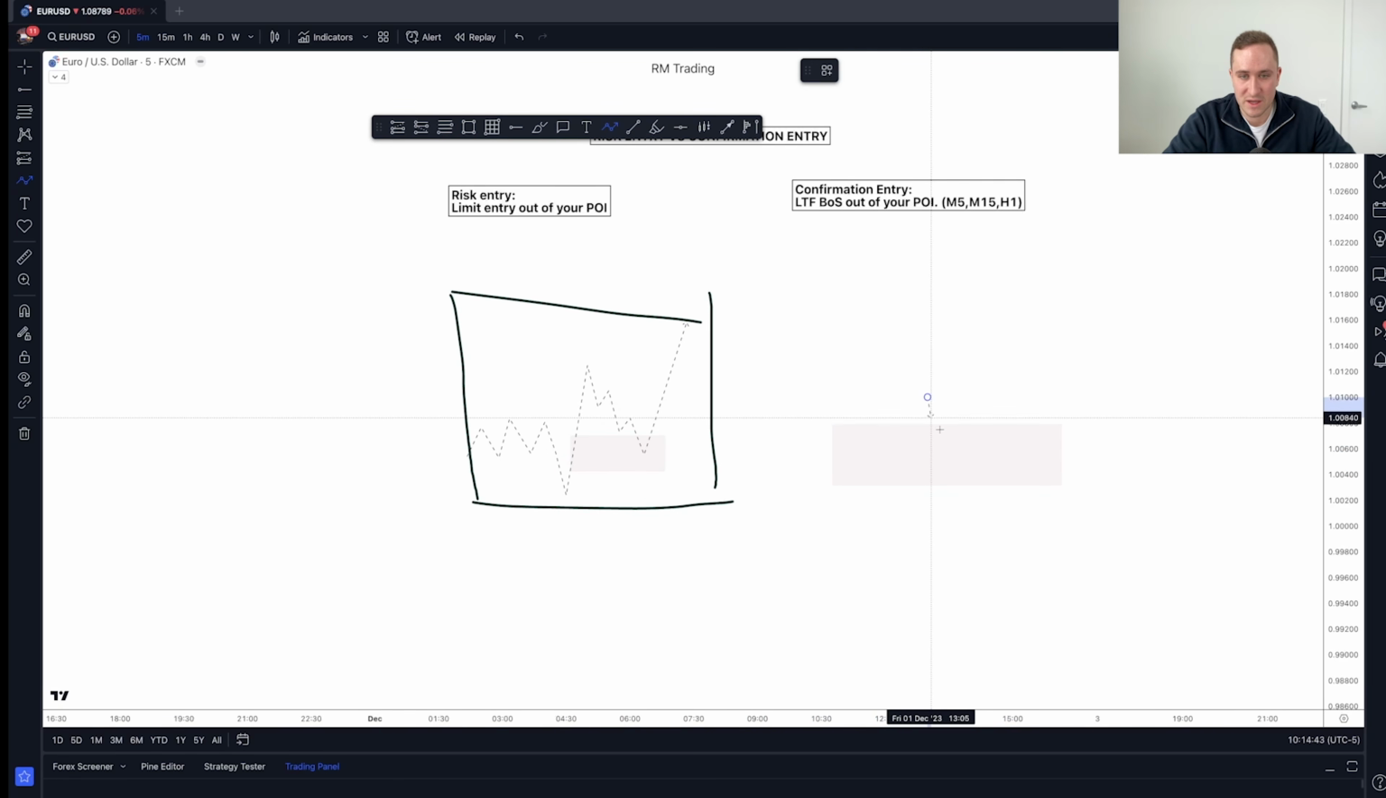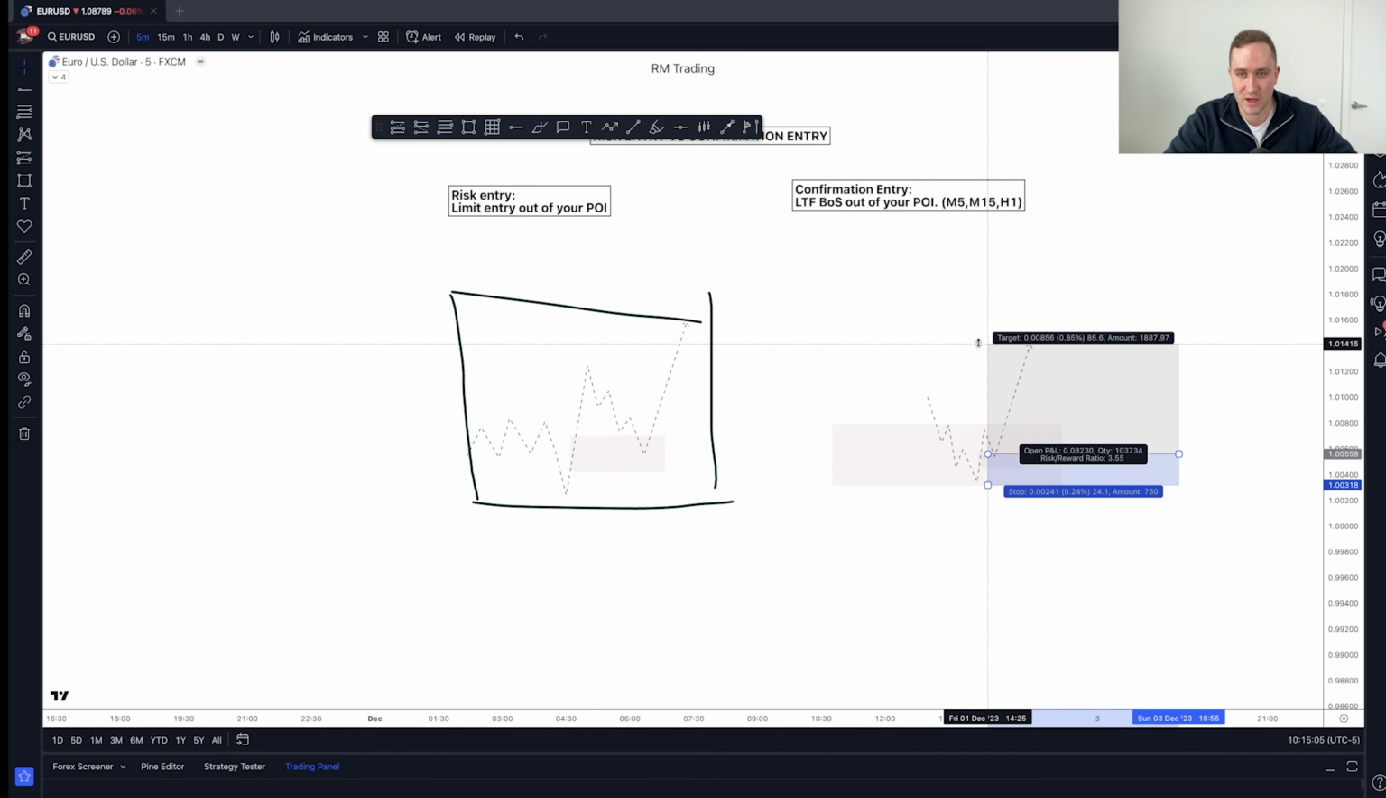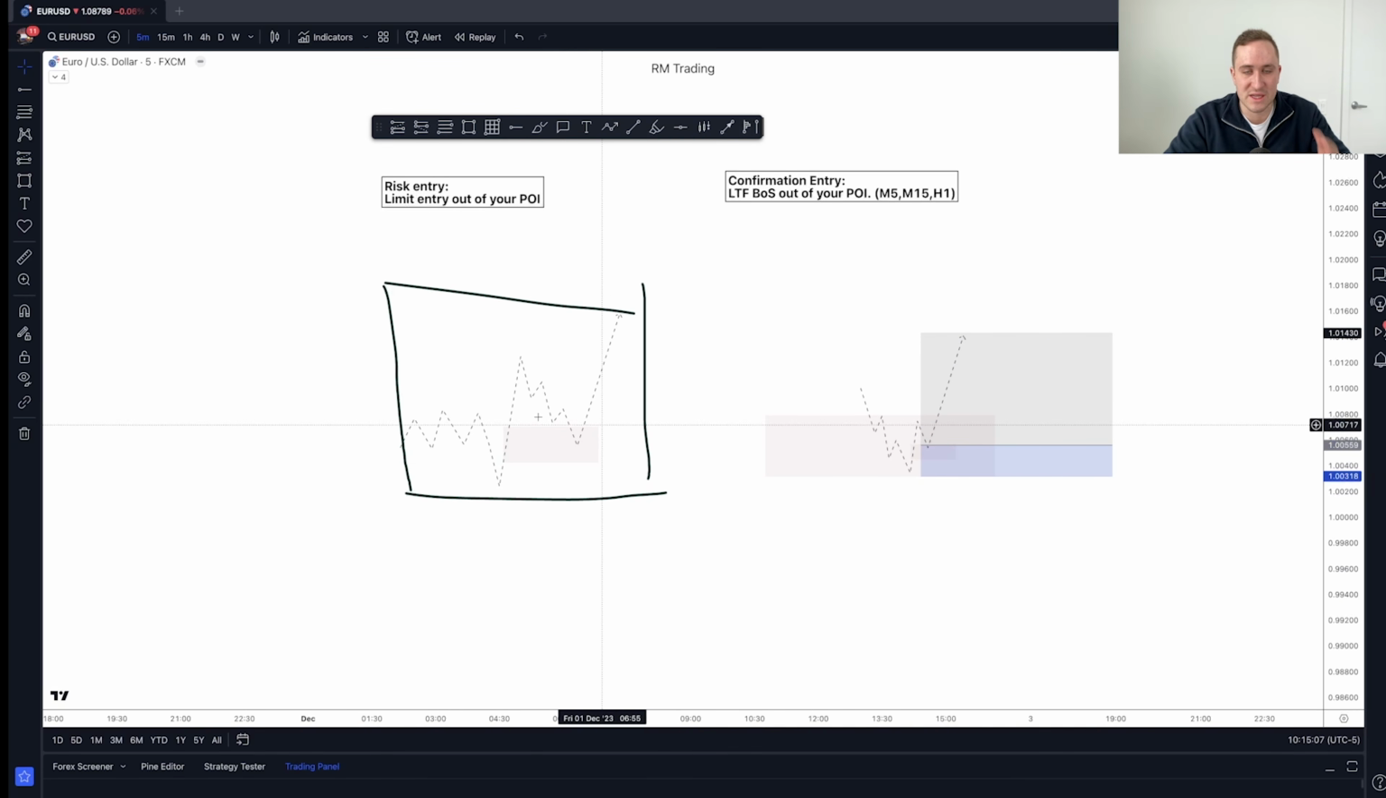Then what we would see is that corrective move down into here. And then we would see the exact same thing that we saw over here. We'd see a little range, we'd see a sweep of that, and then we'd see a break of structure above the high. And then this is where we would put our limit entry, right? So this is where we would have our order block or whatever imbalance, whatever you're using to enter, stop just below the low like this, and again, target the high. So these are the exact same trade.